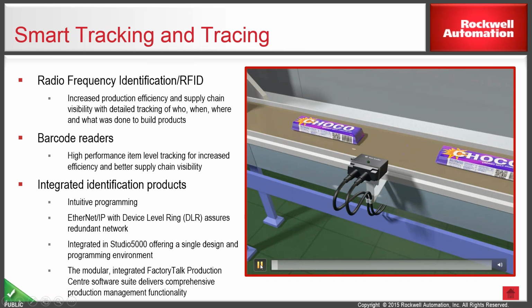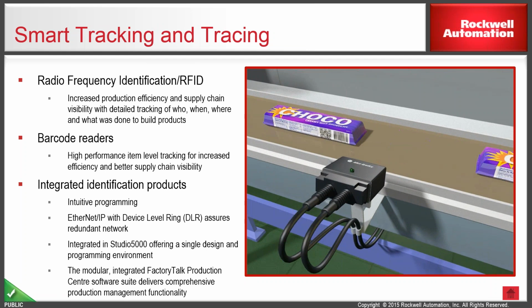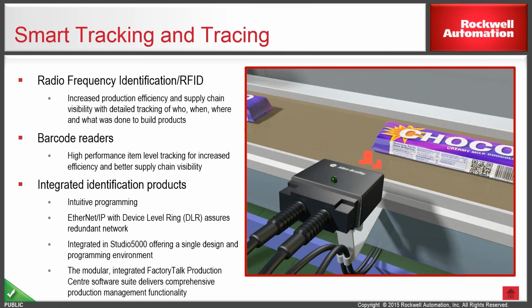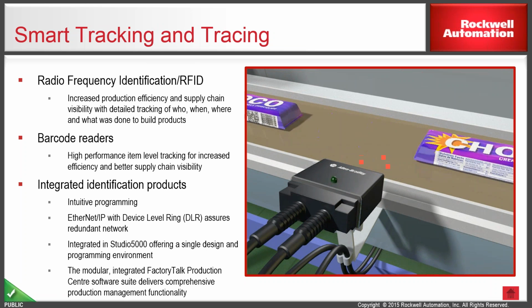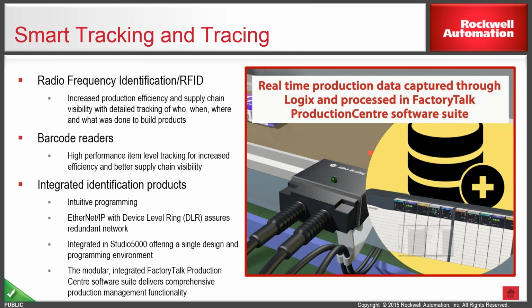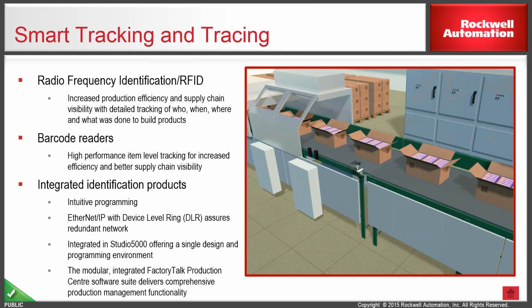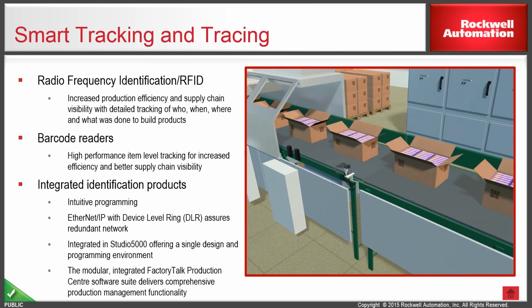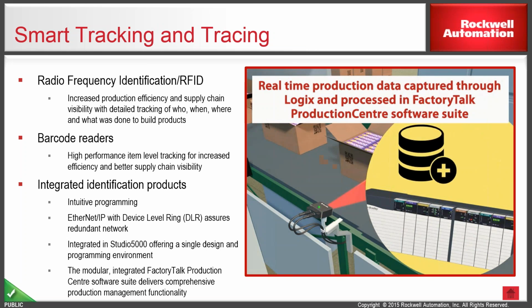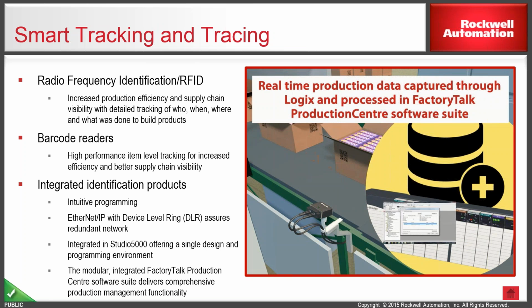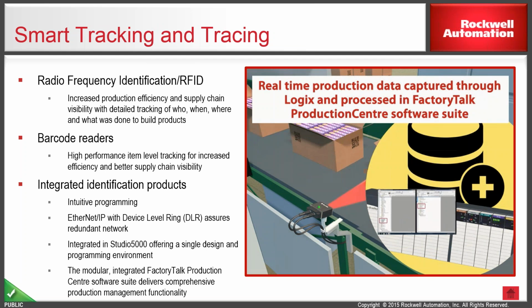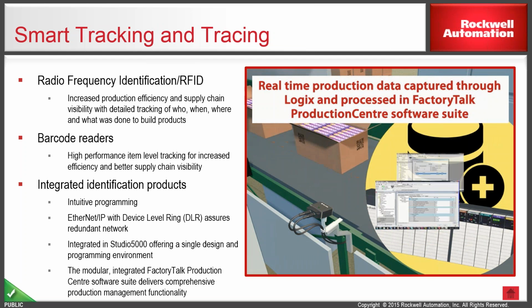In this application scenario, a range of smart sensors are used for production tracking and historical trace requirements. For item level tracking, a high-speed code reader captures barcode or 2D code data and communicates this over the Ethernet IP network to the Allen Bradley automation controller, which in turn passes the information to FactoryTalk Production Center. For box tracking, the code reader captures the 2D code data on the box. This information is also communicated over Ethernet IP to the controller and then stored in FactoryTalk Production Center.